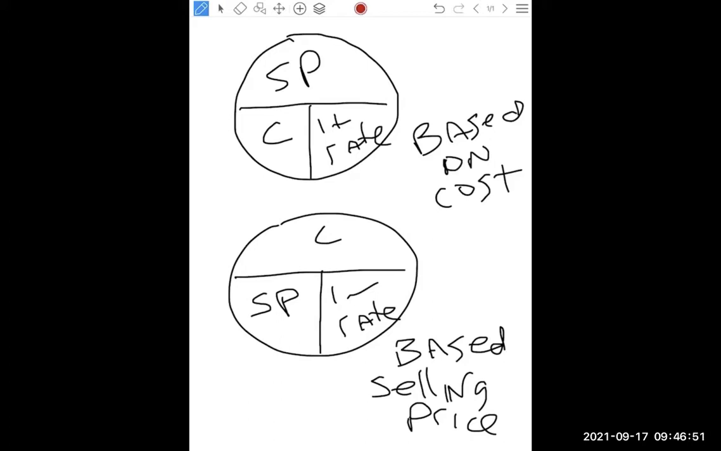And so we've already been looking at based on cost. We call it cost plus 1. If you look at the first formula, cost plus 1 plus the rate, that's cost plus 1. The other one is based on selling price, is basically selling price 1 minus the rate, and that'll give you the cost. So I'll show you a couple of these problems real quick using that formula, just moving on through your book. So if you come to 8.6, there's a question there.